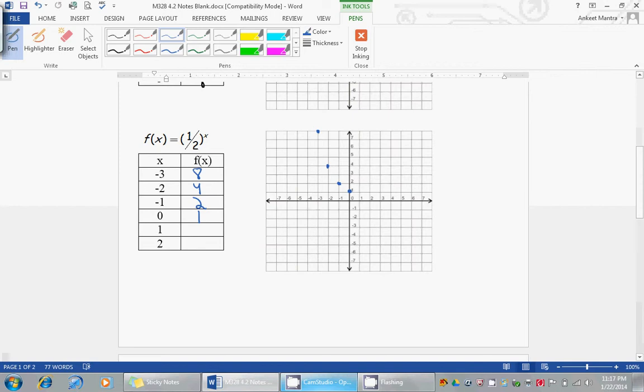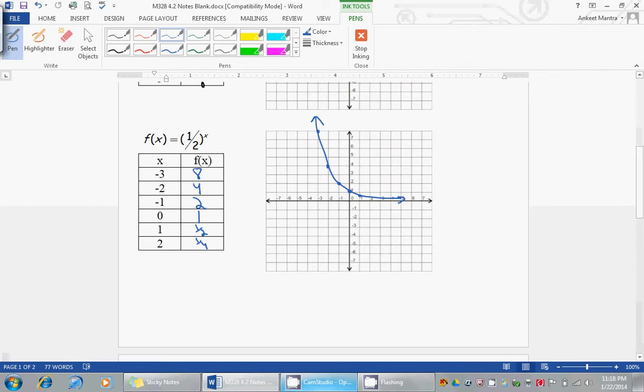Okay, now let's look at the positive values here. Plug in 1, I get 1/2. Plug in 2, I get 1/4. Points should look very familiar. And let's connect the dots. That is a crappy curve. That's how you do it, folks.